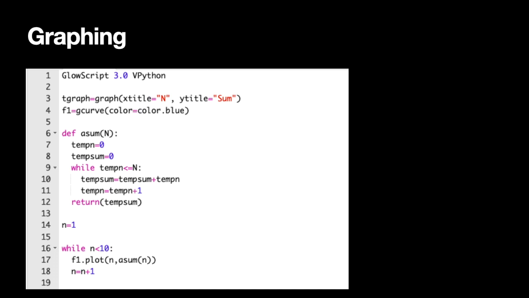So now I have my function from before. I have down here in line 14, I just set n equals 1. And I'm going to do this up until n is equal to 10. So in line 17, I'm going to plot. This is the other important part of the graph: f1.plot plots one data point x, y, right? Whatever I have. So I want to plot n versus the sum of n. So I can put my function right in there. And I put my value in, which is a number, right? I just put it right in there. And I'm going to plot that data point and then increase my value of n. And then just keep doing that until I get to 10.